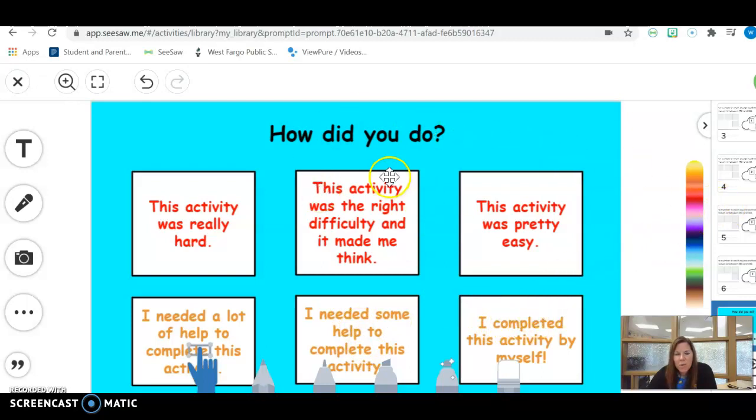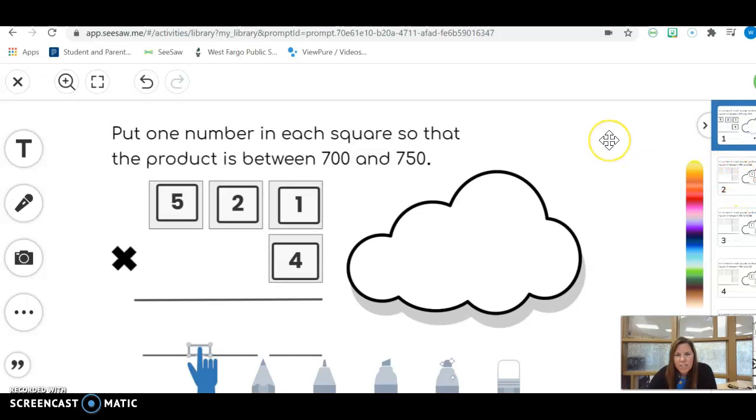All right, can't wait to see your answers. Remember, you have a whole week, so maybe if you want to just do a slide or two at a time and then save it as a draft, you can definitely do that.